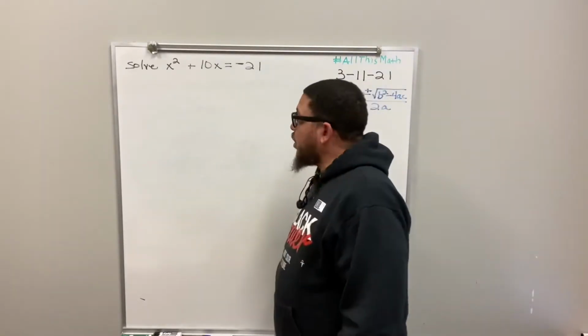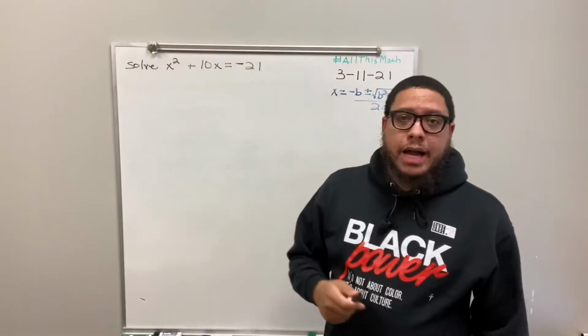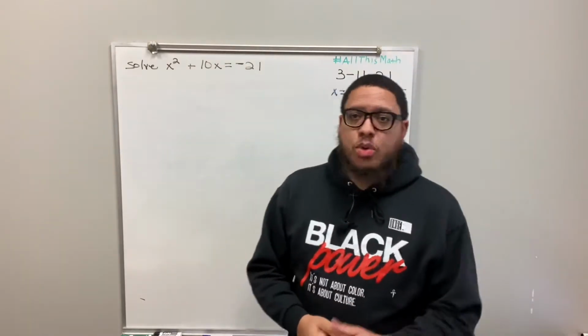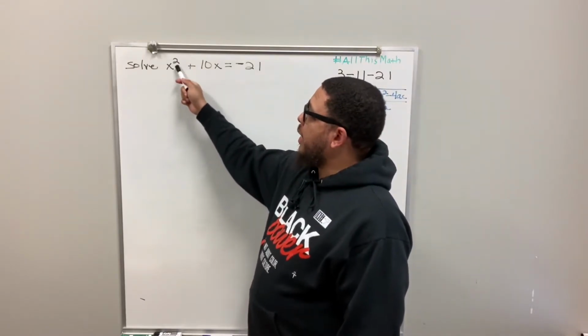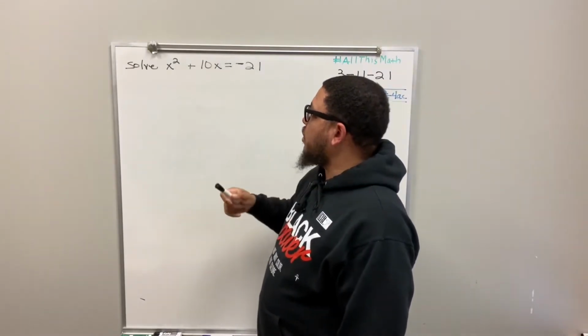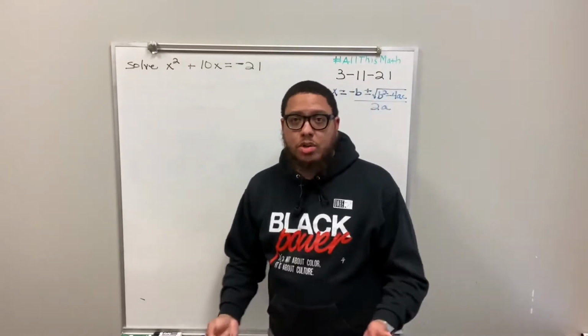Now, one thing to think about is, how do I know that it's a quadratic? I know that it's quadratic because the biggest exponent I see is a 2. I got x to the second power, I got x to the first power. The biggest exponent is a 2, so that's how I know it's a quadratic.